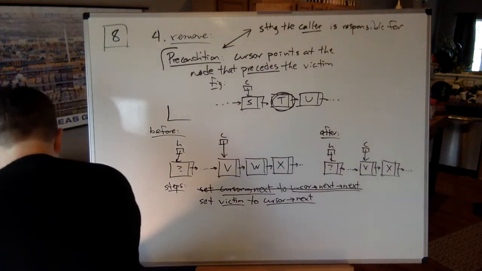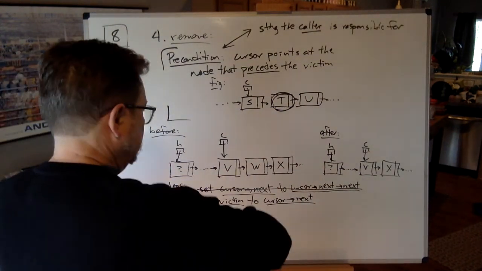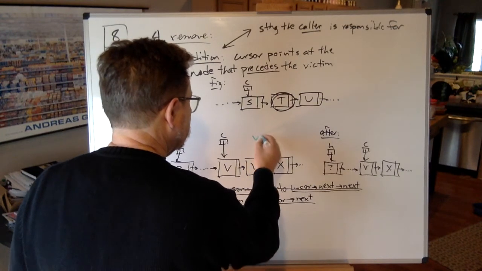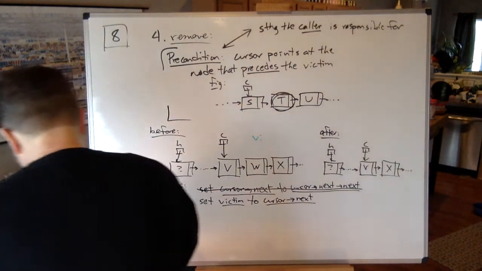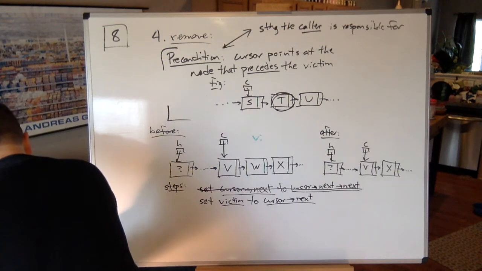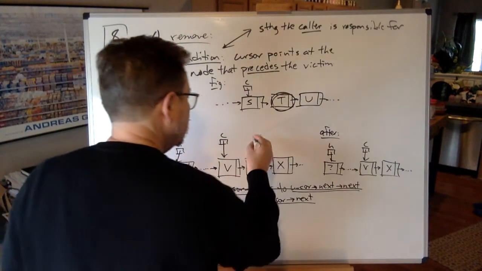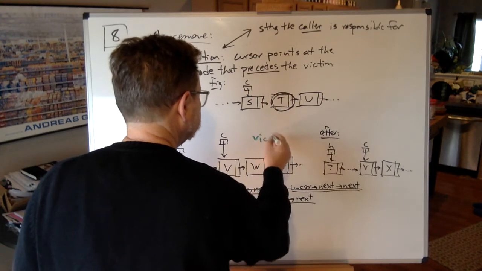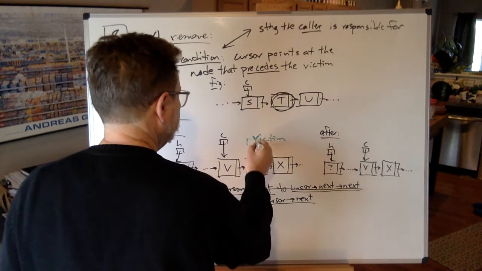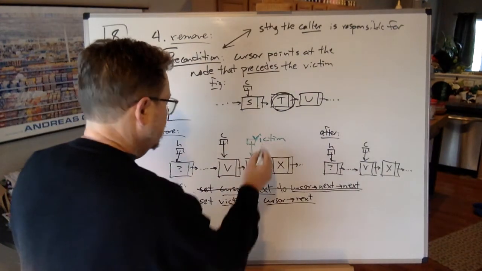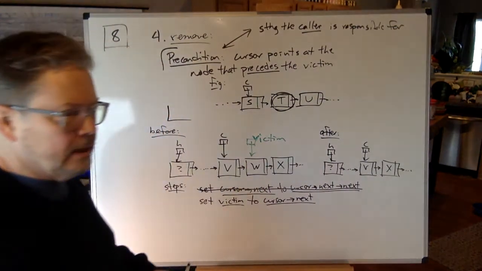I'm going to switch color because I haven't done it in a long while. Because I'm butchering this picture and I might have to undo it and I want to see what new stuff I added. That's too light. One moment, please. Victim. I hope that's good enough. That's where we are so far. Victim pointer. Set victim to cursor, arrow, next.